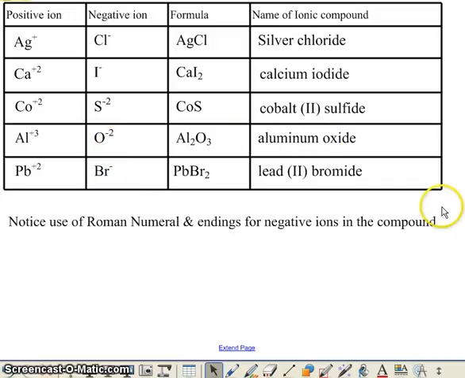Thus the name. Why don't some of these have Roman numerals in the name? Because they are always silver, calcium, and aluminum. They always have a fixed charge. They don't have a variety of charges, so no Roman numerals are needed.